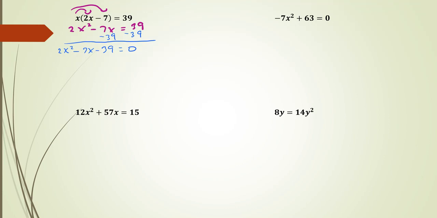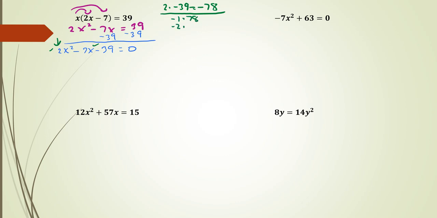Now notice what I have. I have a trinomial on the left, but it starts with a 2. It doesn't start with a 1, so I need to use group factoring. So I am going to say then that I will use 2 times negative 39 off to the side. This is negative 78. And then as you're running factor pairs, hopefully you'll run across the correct one.